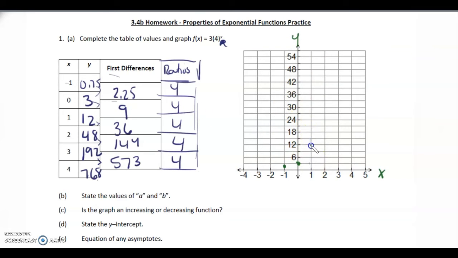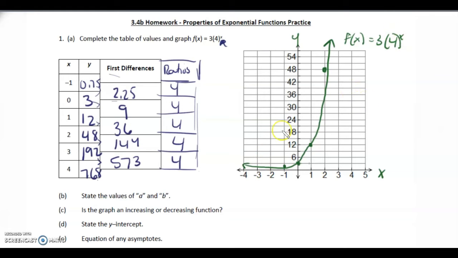112, 248. And those are going to be off the graph, which is okay. Let's do that. And we'll say this is f of x equals 3 times 4 to the x.